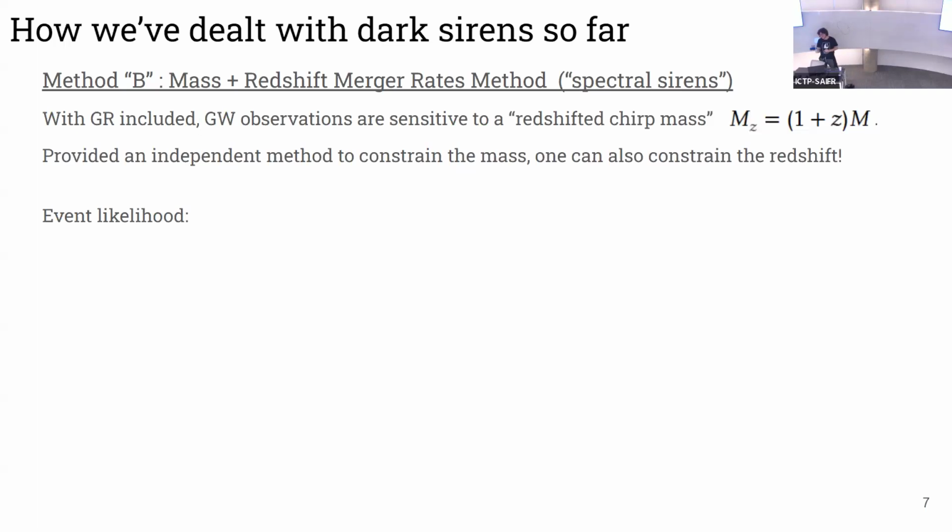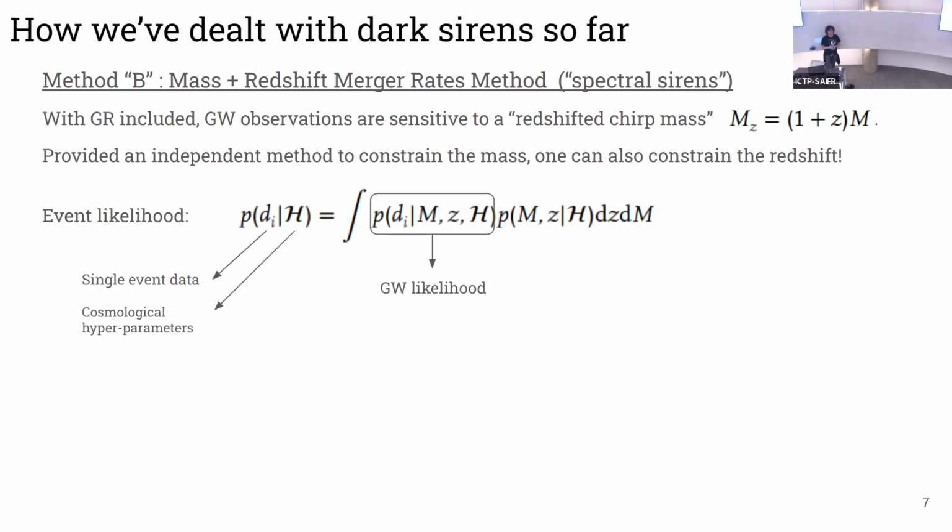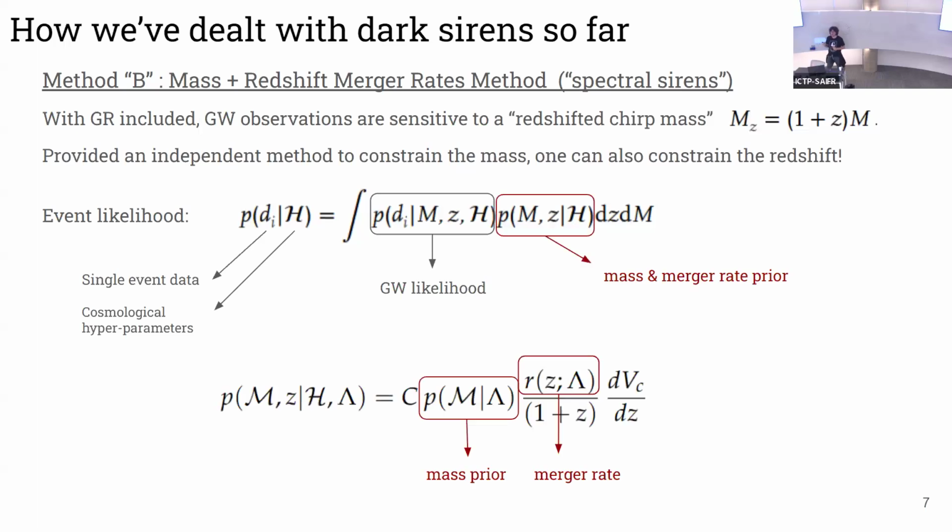So now if you have a way of constraining the actual mass distribution of your binary black holes, then by this relation, you can tell something about the redshift of them. So for example, an event likelihood will look something like this. You have your gravitational wave likelihood, your usual, but then you add a prior on the mass and the merger rate.